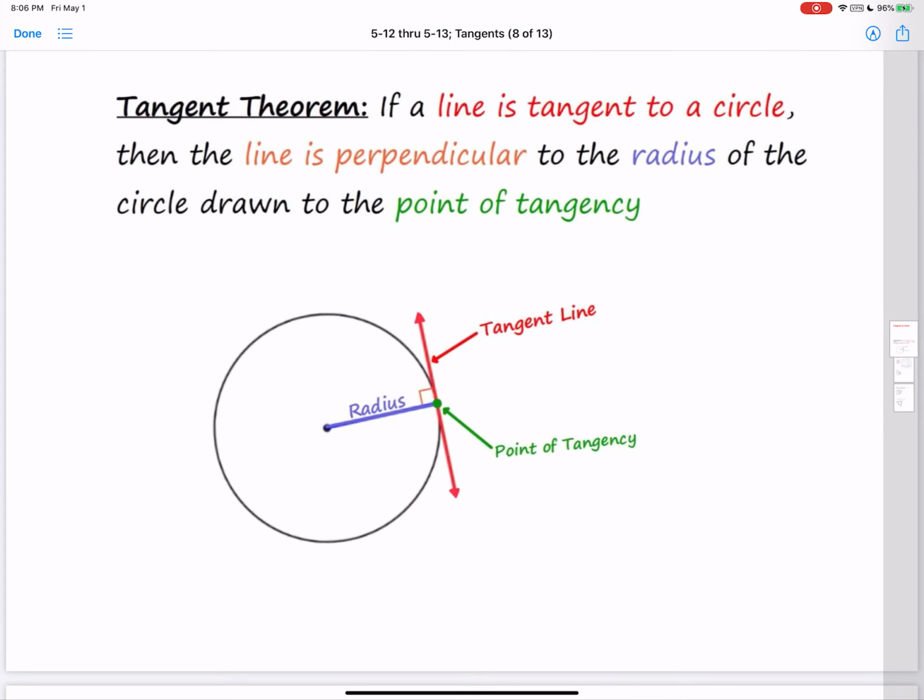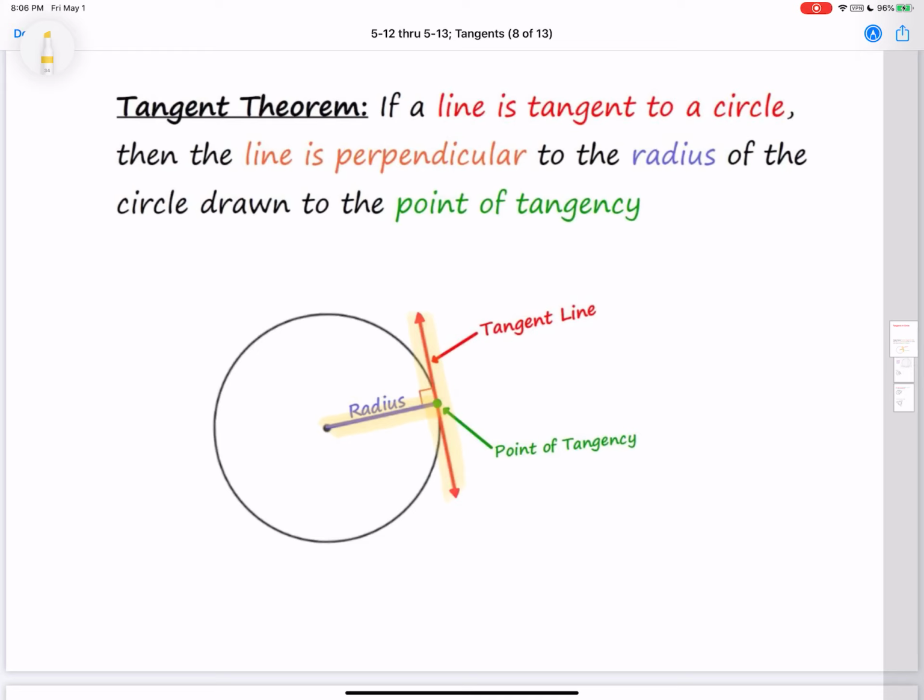The first one says that if a line is tangent to a circle, then that line is going to be perpendicular to the radius of the circle drawn to the point of tangency. So what does that mean? That basically means that if we have this tangent line right over here, then the radius drawn to that line is going to be perpendicular. So that's the main idea here.